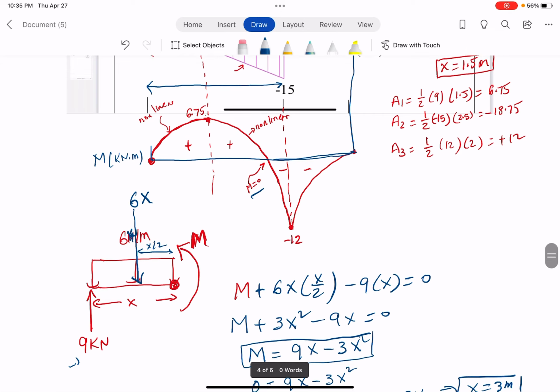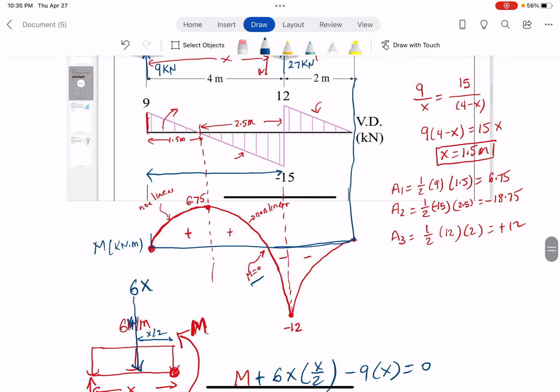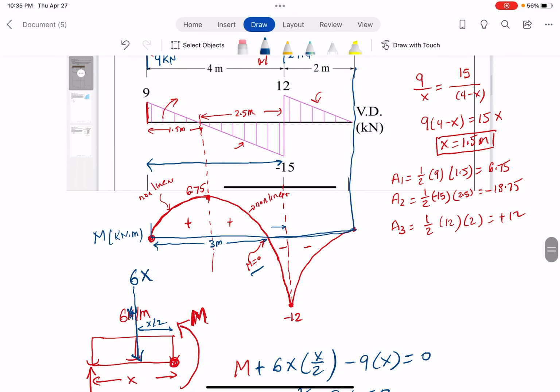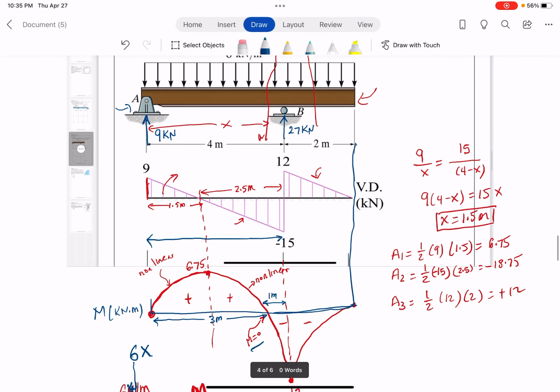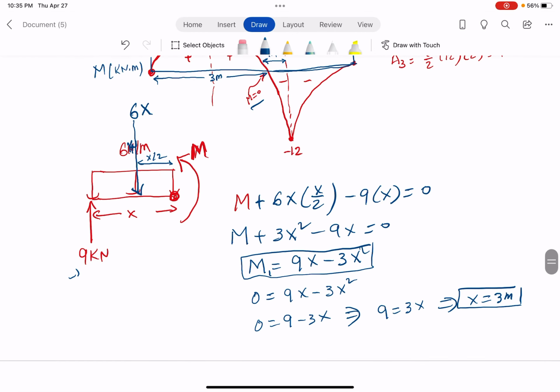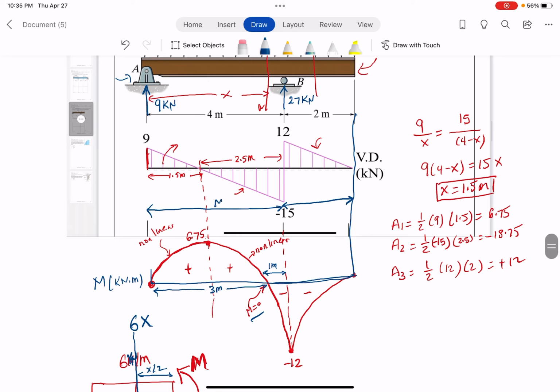This is good, which means that the distance from here to here is 3 meters. And the distance, this is 4, right? Yes. The distance from here to here is 1 meter. Good. We found the segment. Now let's find the moment equation from here, from the roller to the end of the beam. Let's just call this one moment segment 1, and let's find moment segment 2.